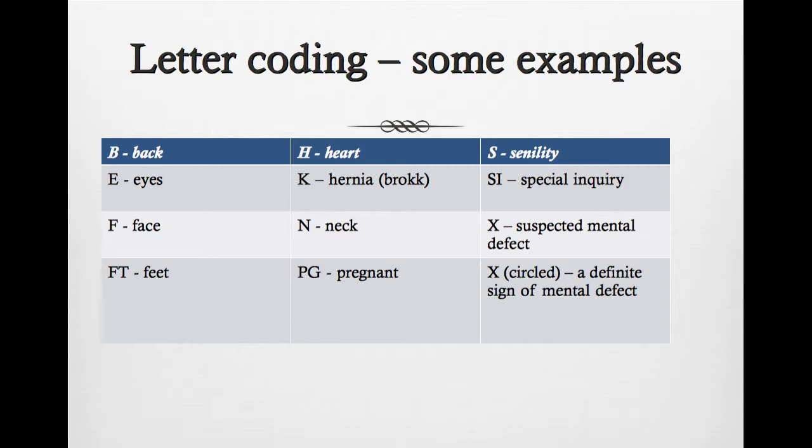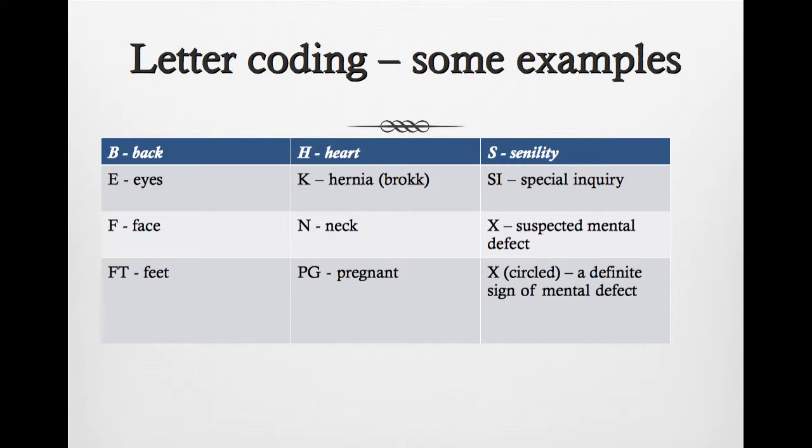Now, if the doctor found out there was something wrong with your back, you got the letter B on your jacket. If there was something wrong with your eyes, you got the letter E. Something with your face, F, feet, FT, and so on. PG for pregnant. And another thing I think was interesting is that you had the X. If you look at the last column, if you had an X on your jacket, they suspected that you had a mental defect.